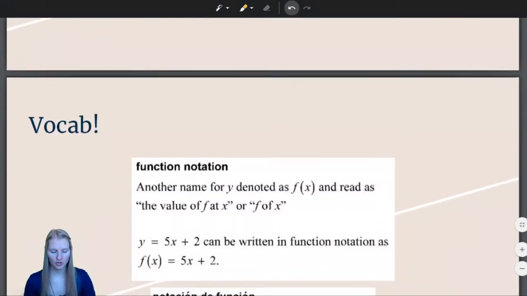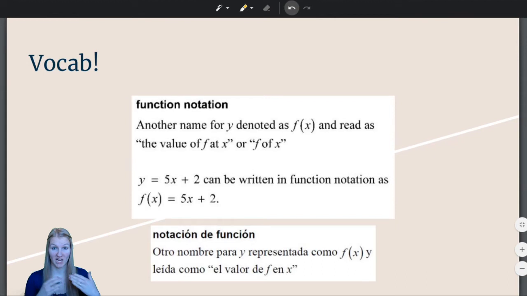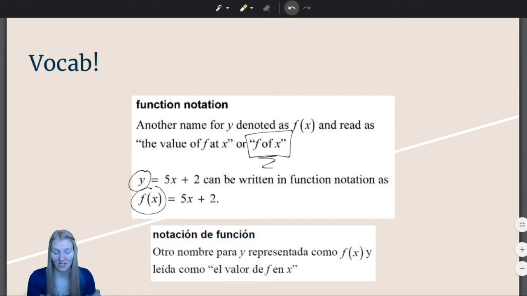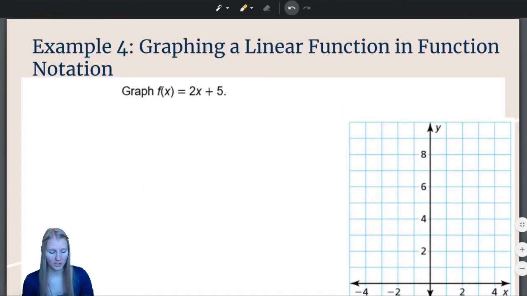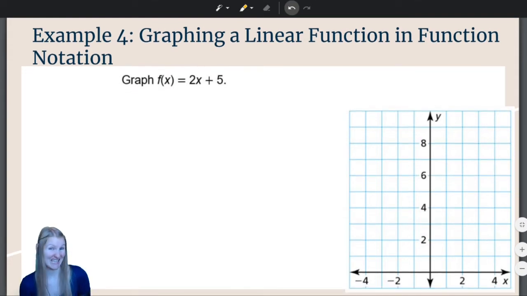So first, a little review of what function notation is. Remember we replace y with f of x. That's how we say it out loud. F of x. And what that means is when the input is x, what is the output, or the value of the output? The value of f at x. Okay. So, we're going to do example 4 and then example 3. I know it seems a little weird to go out of order, but I think it's going to be better this way.